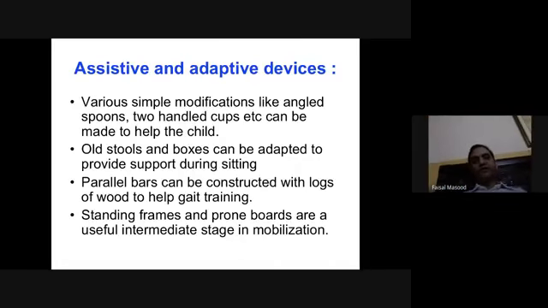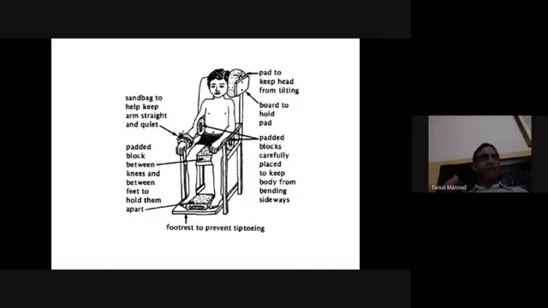So we continue assistive and adaptive devices. Simple modification at home. Stools, boxes, the play area, parallel bars, standing frames, prone boards, the way I have shown, are very helpful. Sitting. If the child is unable to sit himself, especially in pentaplegia, then you can have the modification. You can see the arm holder, the neck holder, the auxiliary support, then the feed positioner. They all are different paddings which can help the child to sit straight.